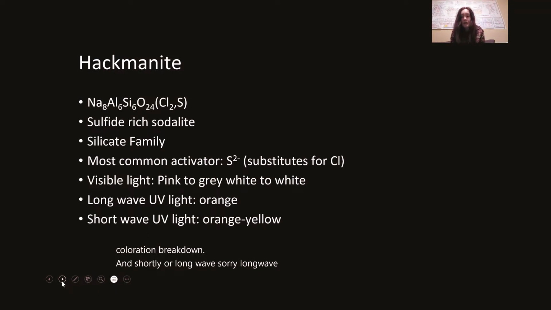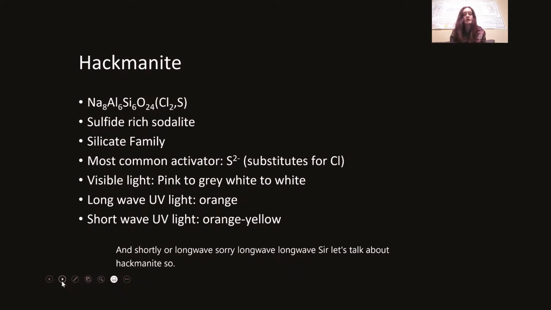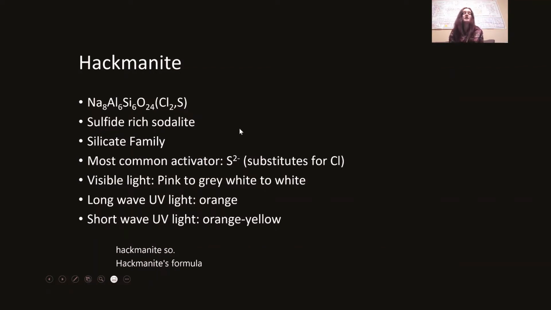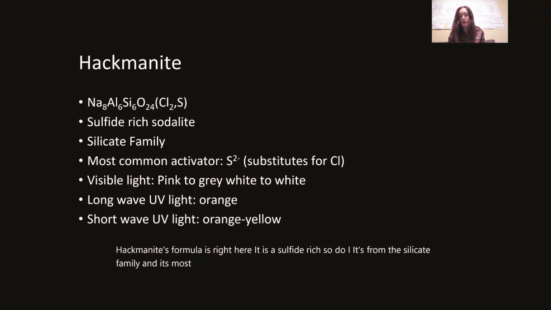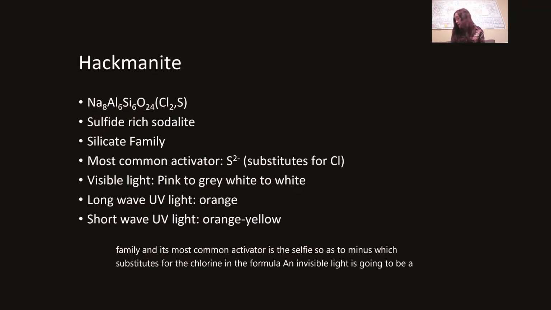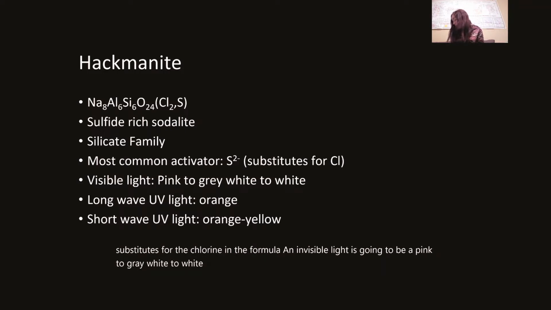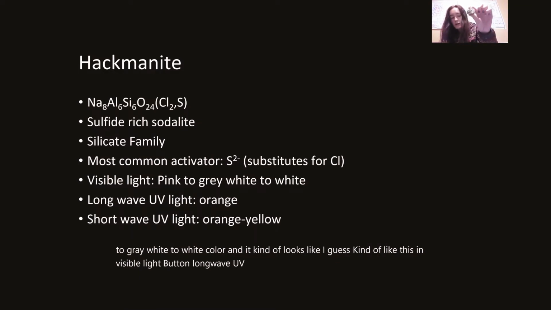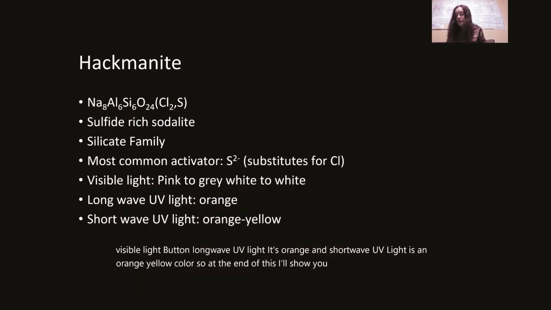So let's talk about Hackmanite. Hackmanite's formula is right here. It is a sulfide-rich sodalite. It's from the silicate family, and its most common activator is the sulfide, S2-, which substitutes for the chlorine in the formula. In visible light it is going to be a pink to gray, white color, and it looks kind of like this in visible light, but in longwave UV light, it's orange, and in shortwave UV light, it's an orange-yellow color. At the end of this, I'll show you all what Hackmanite looks like under UV light.